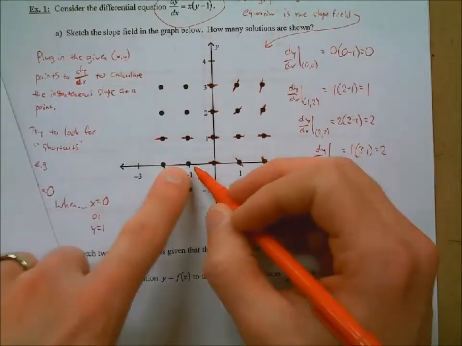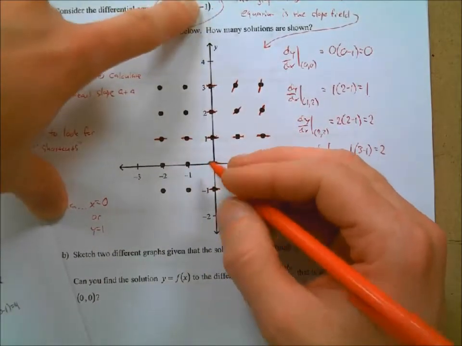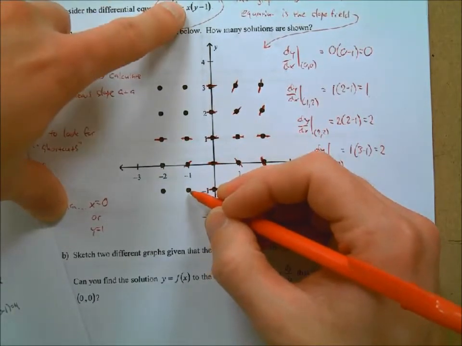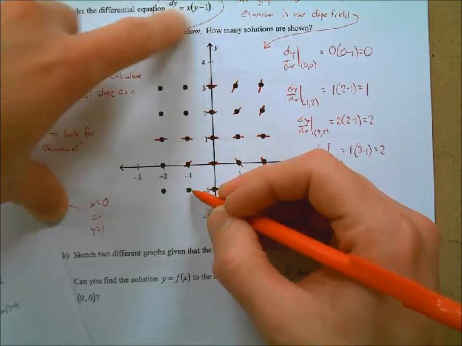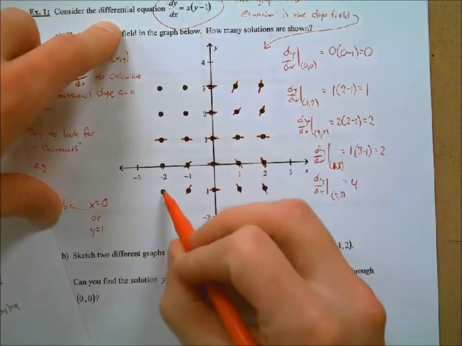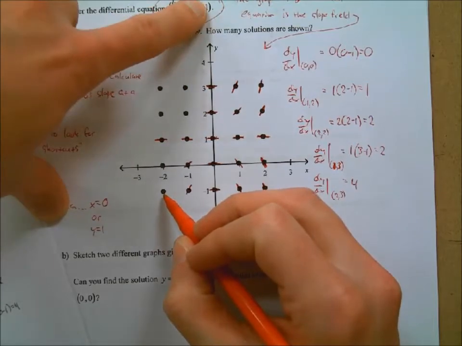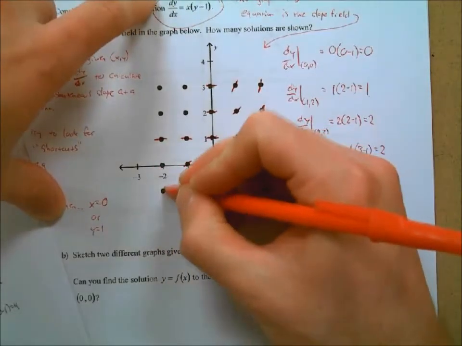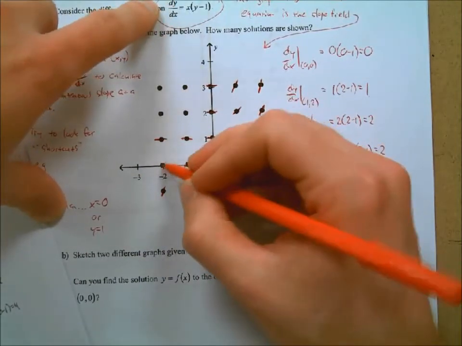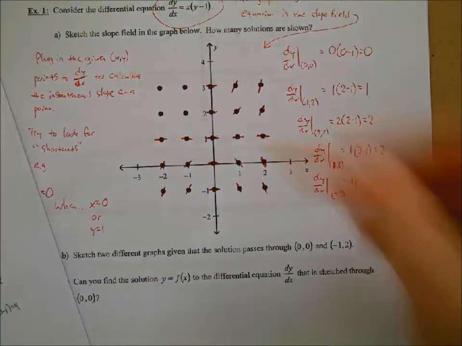All right, so here we go. Negative 1, 0: negative 1, 0 minus 1, so it's going to be negative 1 times negative 1, positive 1. Negative 1, negative 1: negative 1 times negative 1 minus 1, so positive 2 will be that slope. Let's do negative 2, negative 1. Negative 2 times negative 1 minus 1, so it'll be positive 4. And then negative 2, 0: negative 2 times 0 minus 1, so positive 2. And then we'll finish off these points right here.